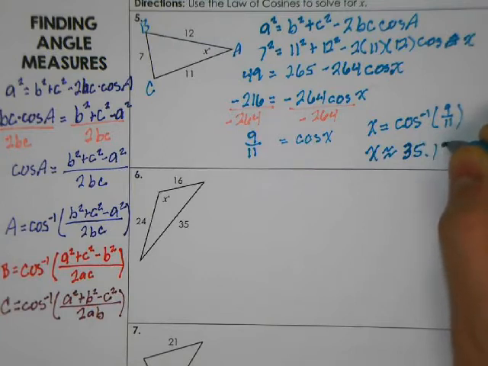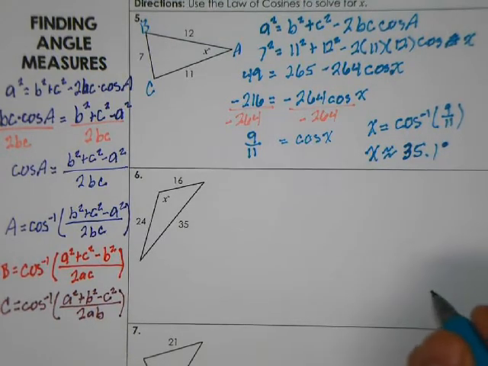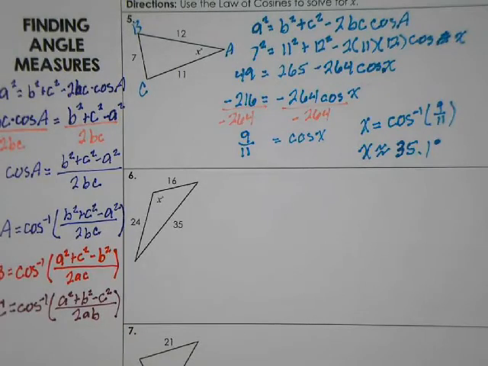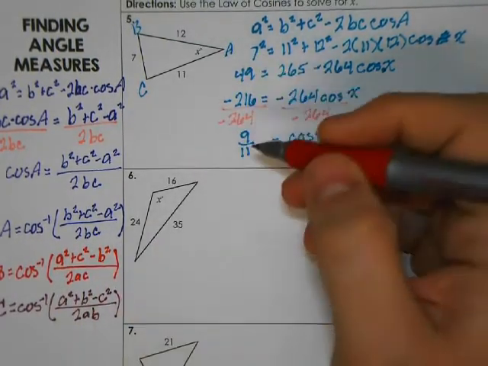35.1 degrees. So the second way that I'm going to show you is I'm going to just use the shortcut method, where I actually have the angle already solved by itself, and I'm going to just set up my problem this way. So let's label things.